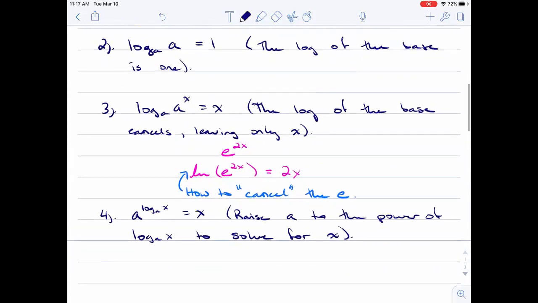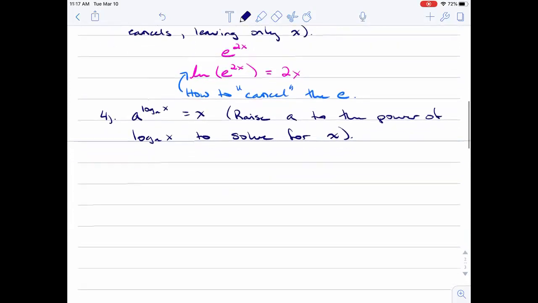As long as we've got a good handle on the third and fourth one, right, that we can undo a to the x to solve for x if we just take the log base a, or if we have log base a of x and we want to solve for x, then we raise a to the power of log base a of x. So, any questions before we talk about the domain of a log?